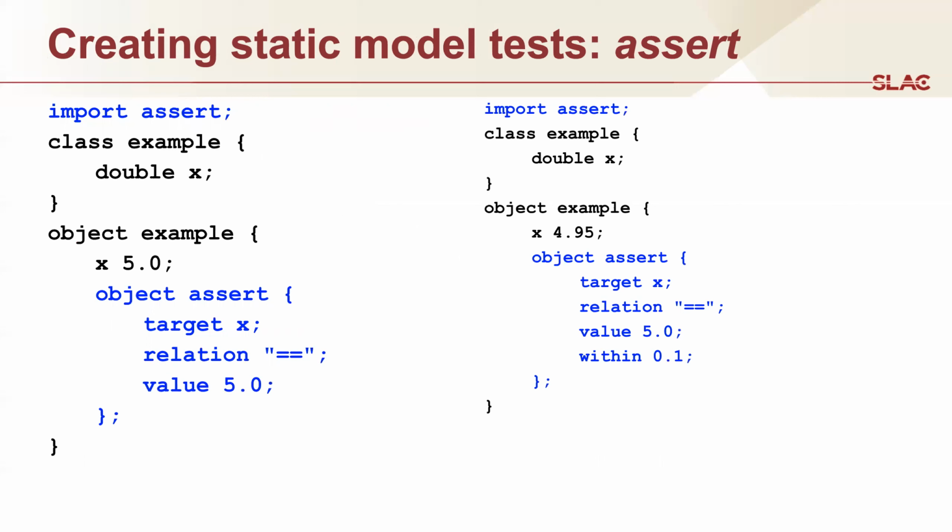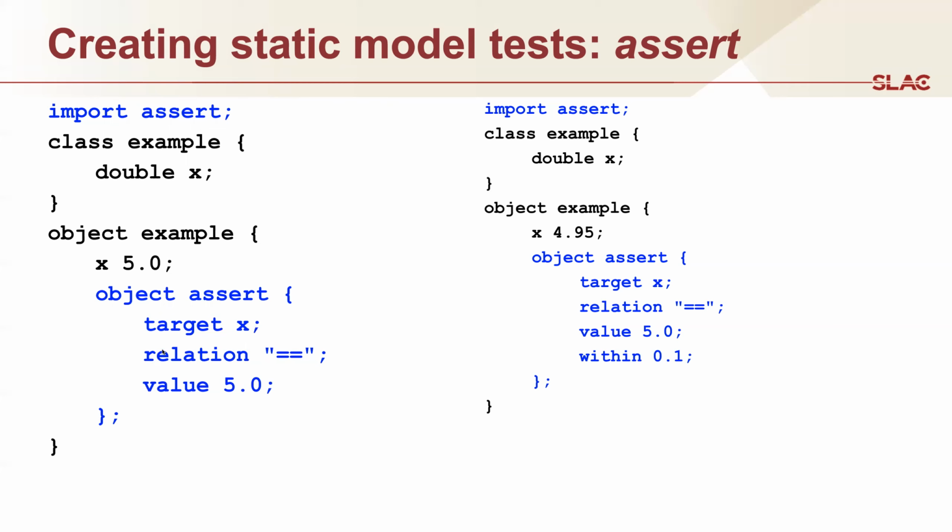All right, so let me now go through a little bit more detail on how to implement static and dynamic tests. Here's a simple example of a static test. This uses the assert module. Assert module tests use assert objects. In this case, I just created a simple class with the value x. I assigned 5 to the property x, and this assert test just verifies that x is equal to 5.